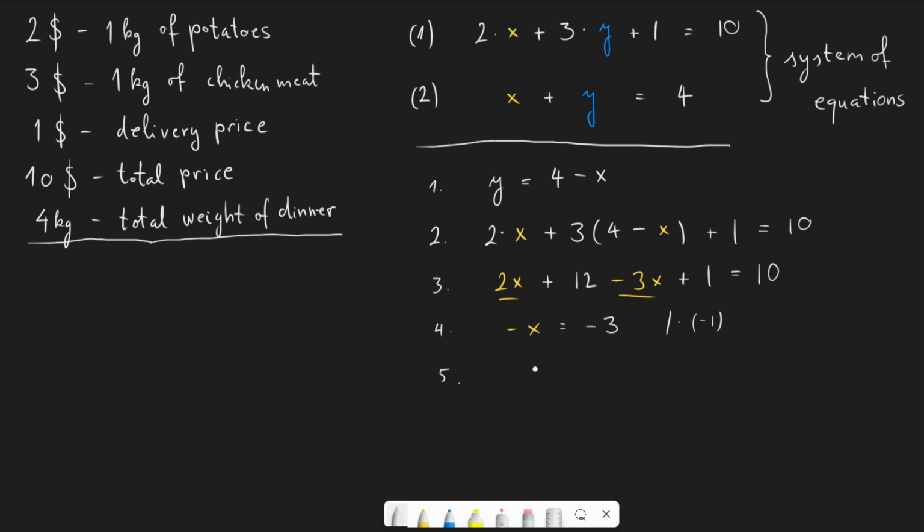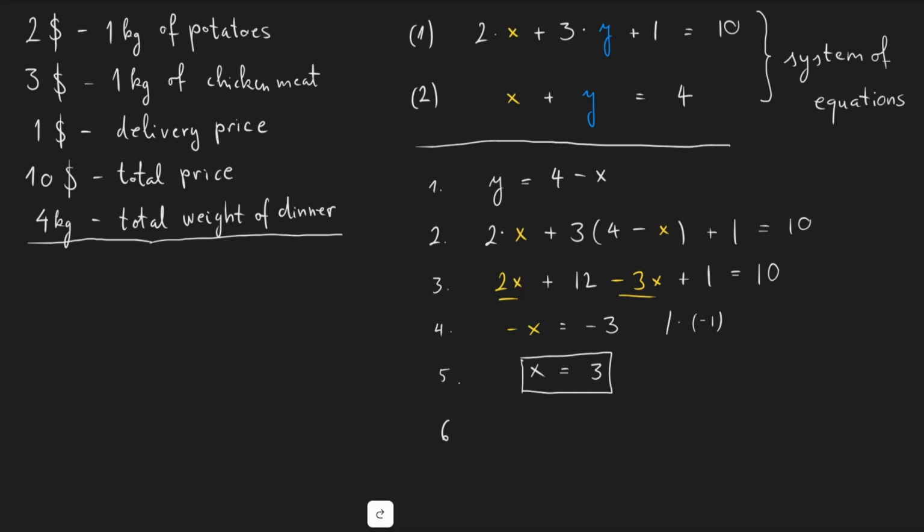And the fifth step is that we have x equals 3, and this is the solution for the system of equations. And the sixth step is to calculate y from the first step. So y equals 4 minus x, which is 4 minus 3, and this is 1. So the solution for this problem is that we should buy 3 kilograms of potatoes and 1 kilogram of chicken meat.